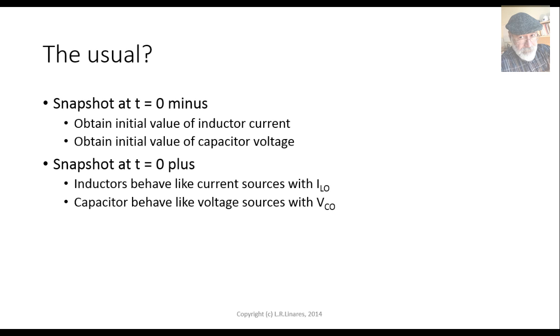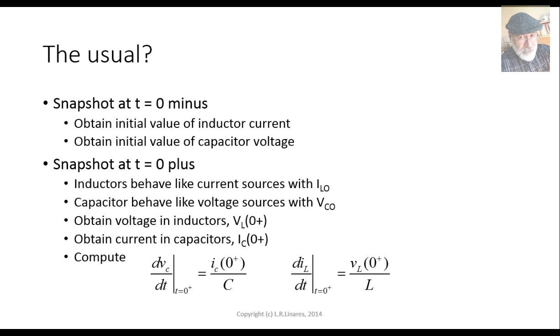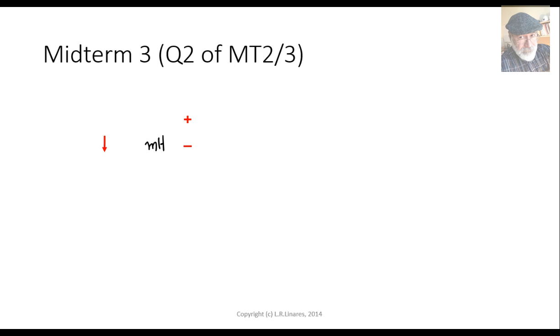This is a recap. And then we obtain the other two parameters. We obtain the voltage in inductors, VL0, and the current in capacitors, IC0. And with them we compute the derivatives. The voltage in the capacitor is changing at that instant in time at a rate IC0 divided by C, and the current in the inductor is changing at a rate VL0 divided by L. That is the usual. Now let's do that usual stuff here.